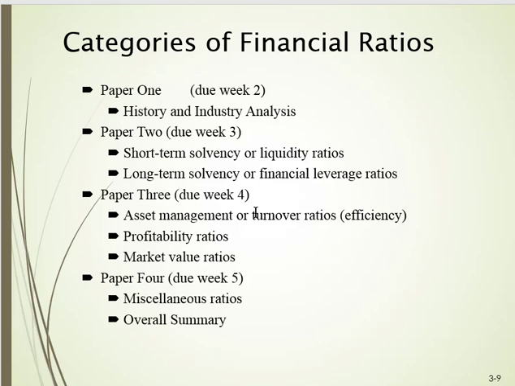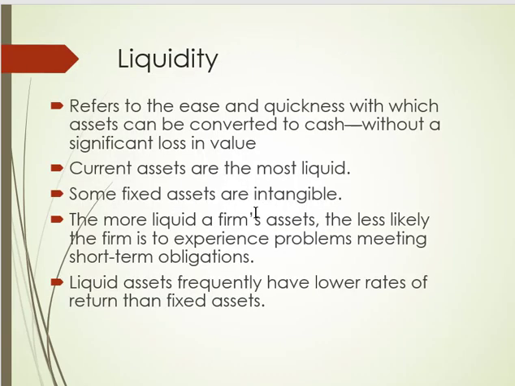So, what I would like to do now is just start with the first category. The first category is liquidity. How quickly can assets be converted into cash? Those that can be converted the quickest are part of this liquidity ratio set. So essentially we're looking at short-term things. Current assets, current liabilities. The more liquid a company, the less likely they'll experience problems meeting short-term obligations.